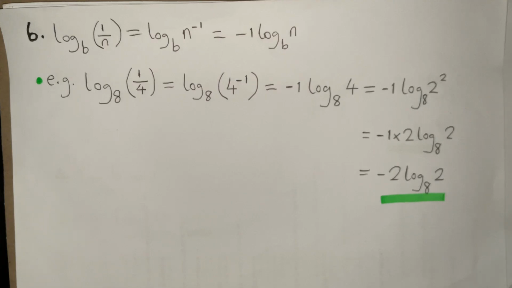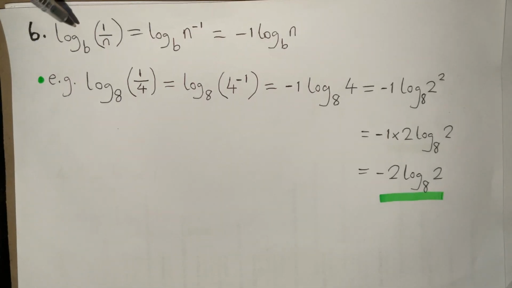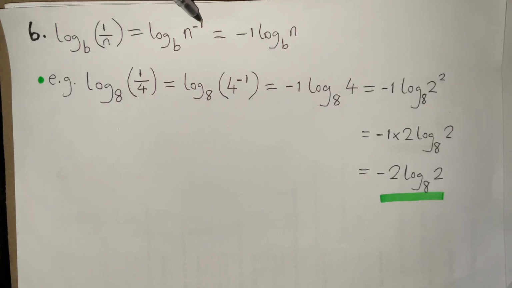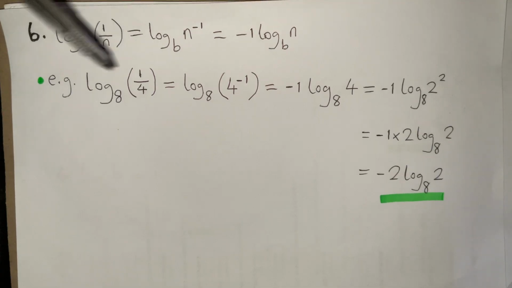Right, here we are, law number 6. That's log of 1 over n raised to the power b. This one will be written as n to the power negative 1. So log of n to the power negative 1 to the base b. This power can then go right here, so it becomes minus log of n to base b.